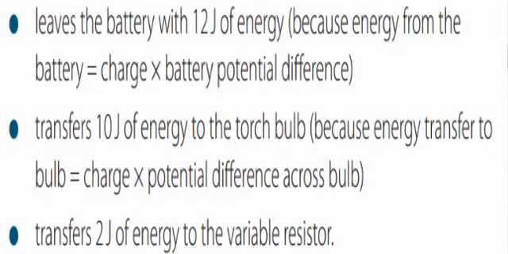So for each coulomb of charge, it leaves the battery with 12 joules of energy, because energy from the battery equals charge times battery potential difference. It transfers 10 joules of energy to the torch bulb, because energy transferred to the bulb equals charge times potential difference across the bulb, and transfers 2 joules of energy to the variable resistor.